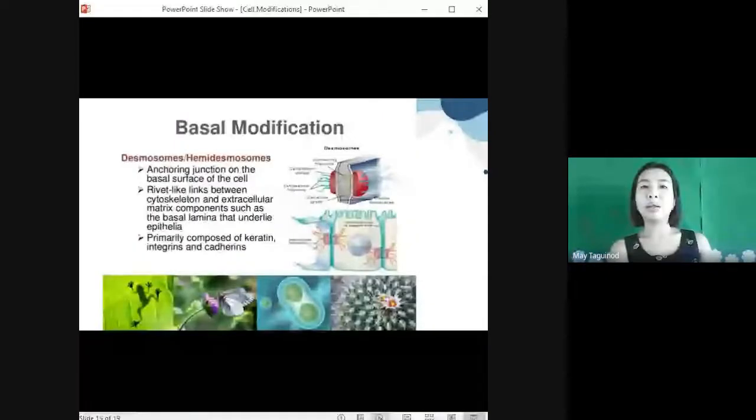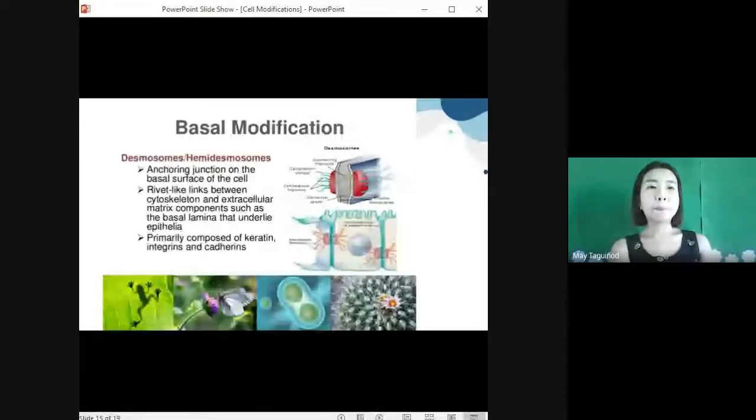So let's move on with desmosomes and hemidesmosomes. So what are they? Anchoring junctions on the basal surface of the cell. They are rivet-like links between the cytoskeleton and extracellular matrix components such as the basal lamina that underlies epithelia. They are primarily composed of keratin, integrins, and cadherins.